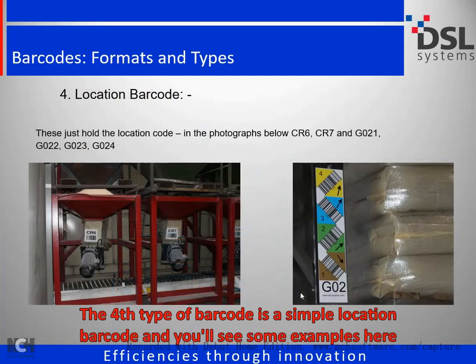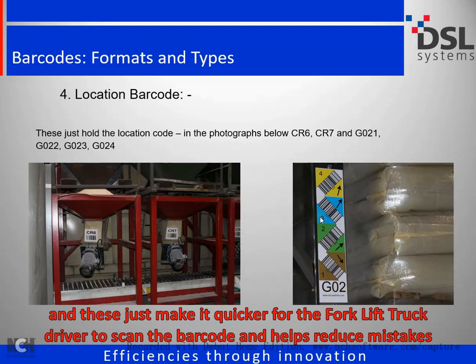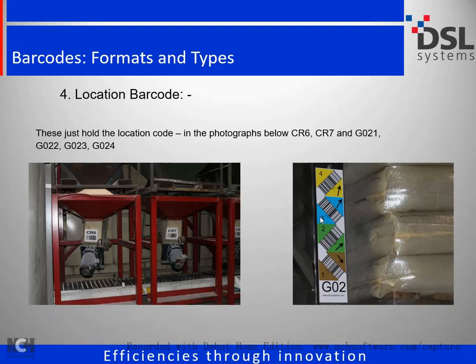So the fourth type of barcode, just simple location barcodes, and you'll see some examples here: CR6, CR7, G021, G022, G023, and so on and so forth. And it just makes it quicker for the forklift truck driver to scan the barcode and helps reduce mistakes.